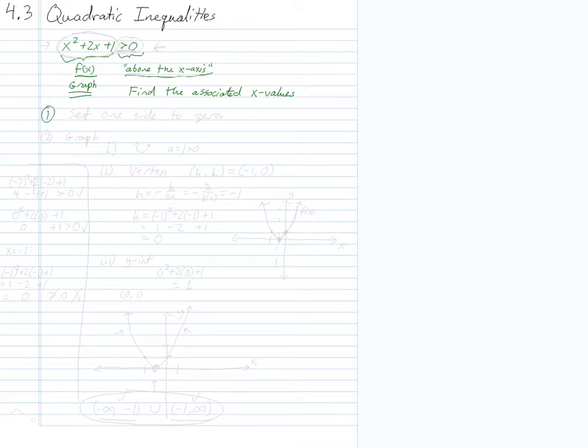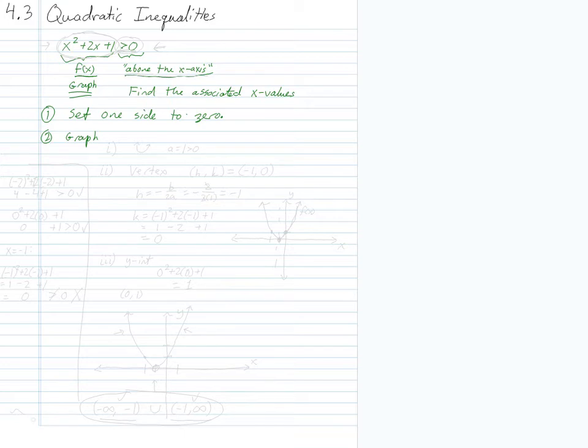Now, I'm jumping the gun a little bit. With this type of inequality, we want to write it in standard form first. So set one side to 0. If that's not the case, then this approach is not directly applicable. So you want to get one side equal to 0 first, then graph the non-zero side. Okay. So how do we want to graph this?